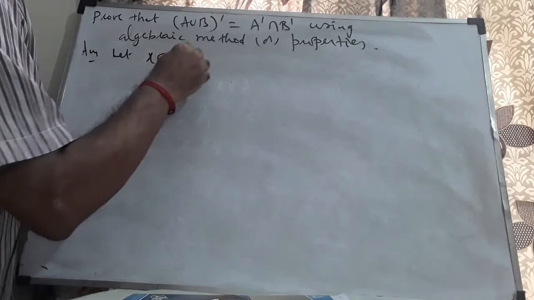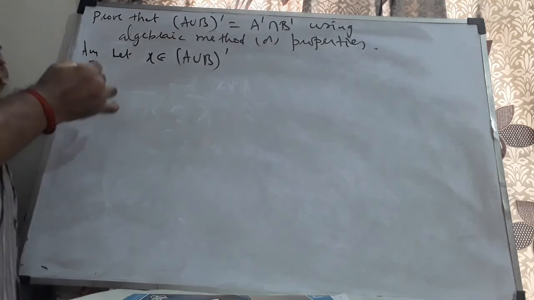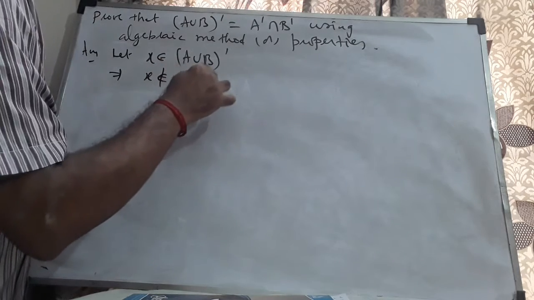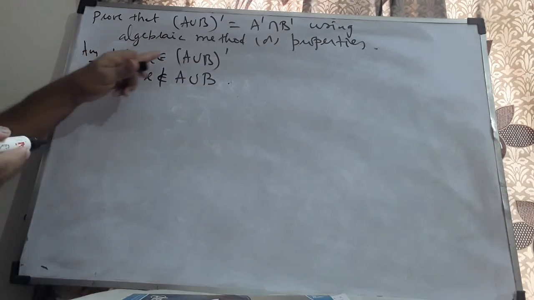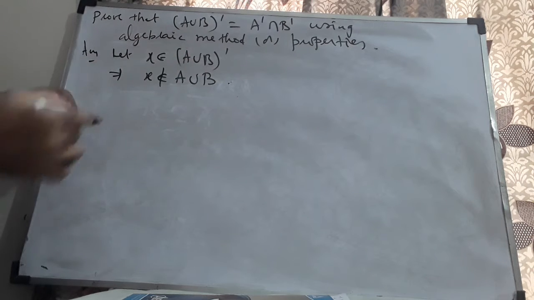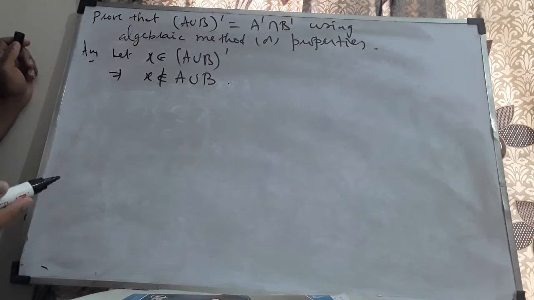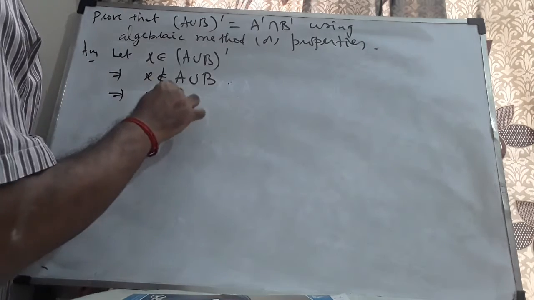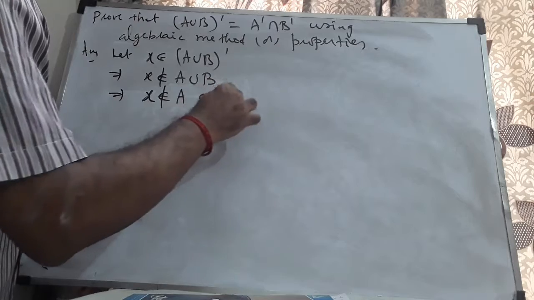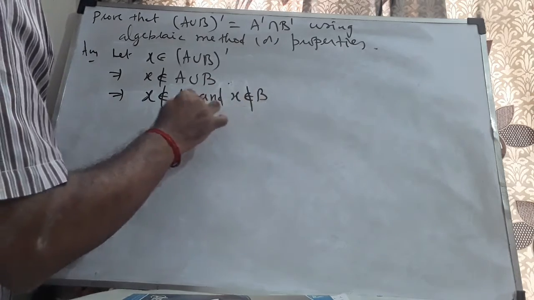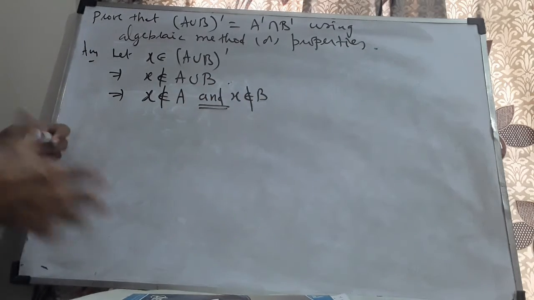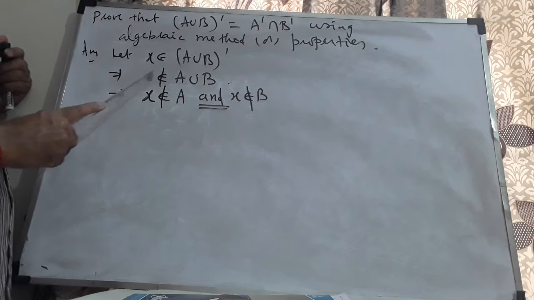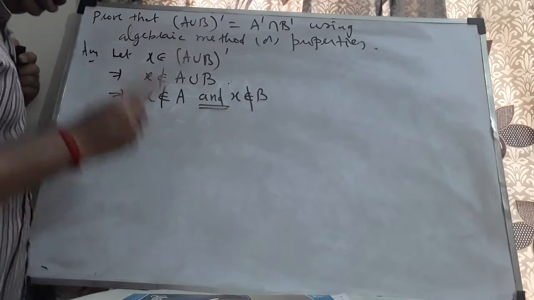Let x be an element of (A union B)'. Just listen carefully. Therefore, x is not an element of A union B. When an element is in the complement, it won't be there in the set. It's quite obvious, quite logical. It will imply x is not in A and x is not in B. This conjunction is very, very important. If it is there in one of them, it will be there definitely in the union. Therefore, if it is not there in the union, it is not there in both.